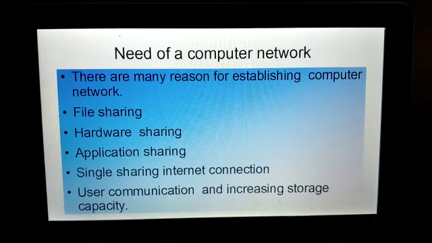The next one is increasing storage capacity. Storage capacity means the limit to store data in your computer. If we connect our computer to another computer having more storage capacity, then we can also use the disk space of that computer. In this way, we can store and access files stored remotely. In this setup, a computer providing the storage is called a file server, and the computer accessing that space is called a workstation.